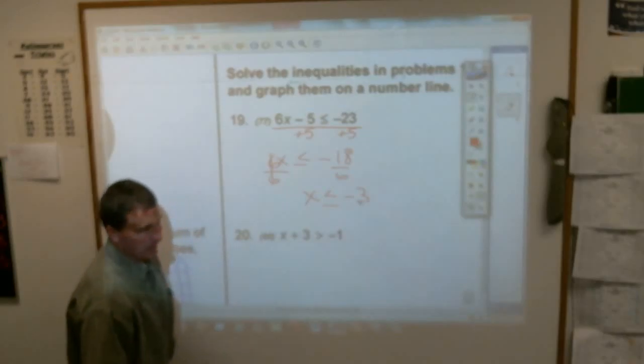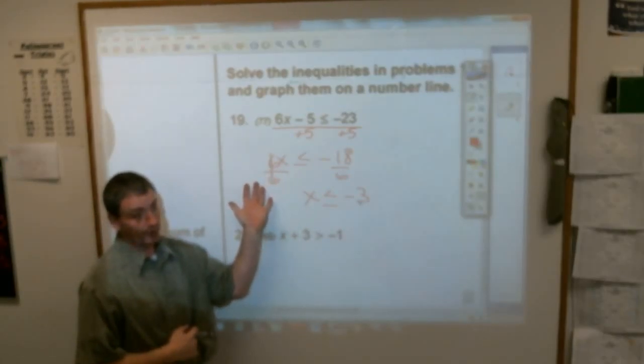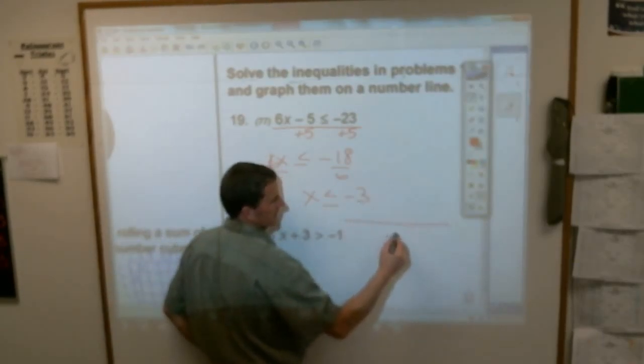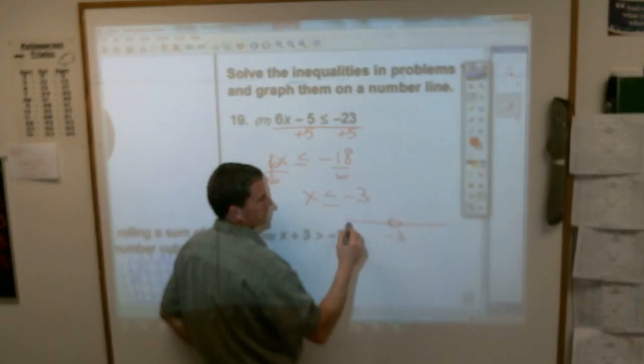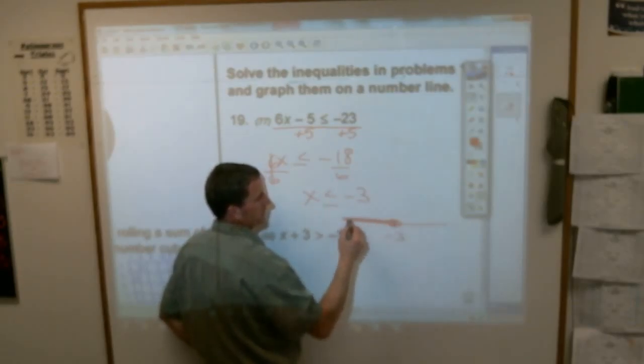The sign doesn't change, why? Because the only time the sign changes is when you have to multiply or divide by a negative. So that's your answer there, and then here at -3, closed circle, and x is less than that, so it goes this way.